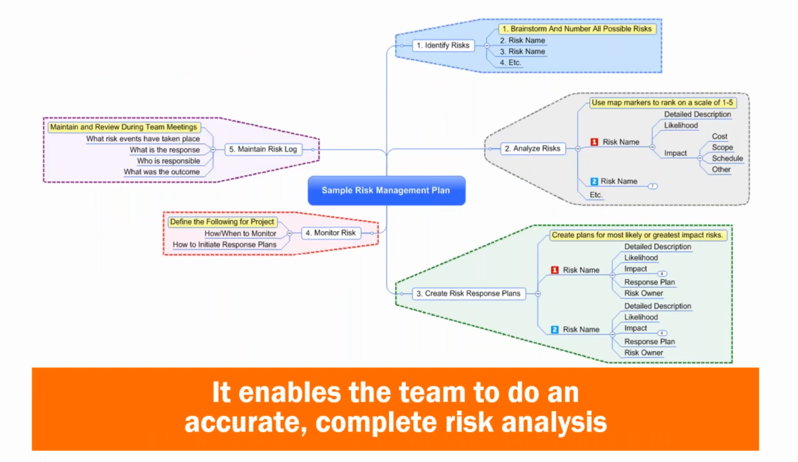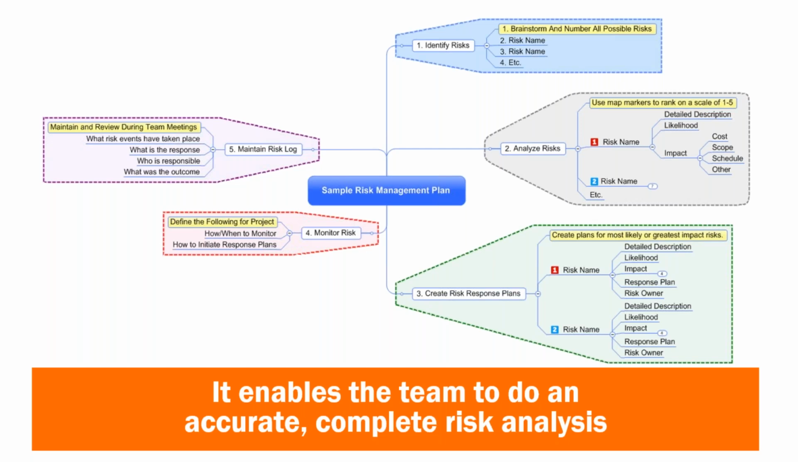It enables the team to do an accurate, complete risk analysis. We've touched on this a couple times. It's critically important. Every project has some sort of risks associated with it. It really behooves you to identify those risks, prioritize them, and create some sort of, even simple, plans on how you're going to respond, and have some idea what the warning signs are. How are you going to monitor it? How are you going to tell if there's a potential problem rearing its head? And then what are you going to do about it?